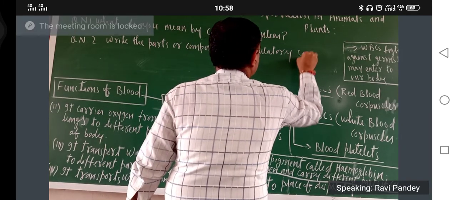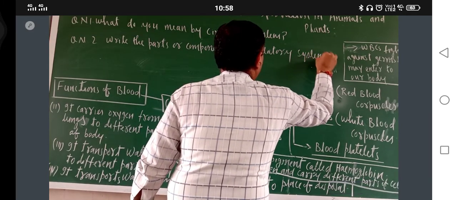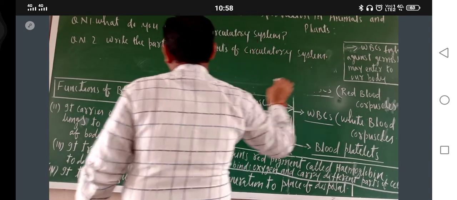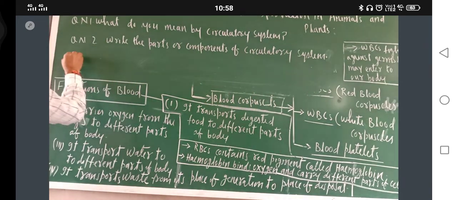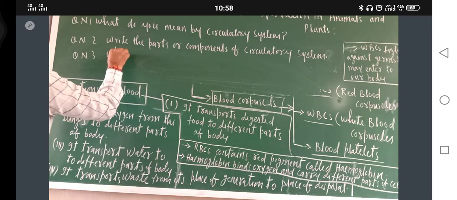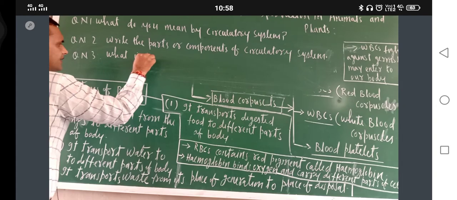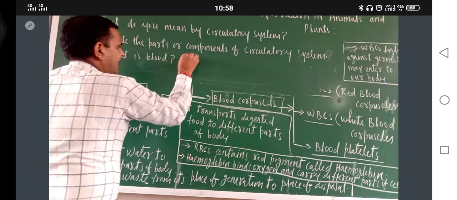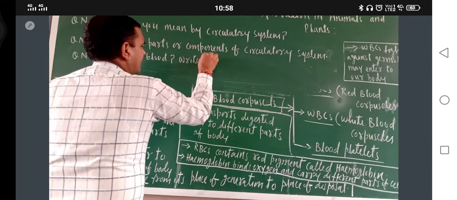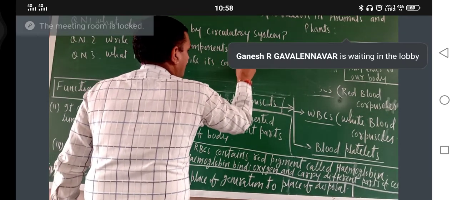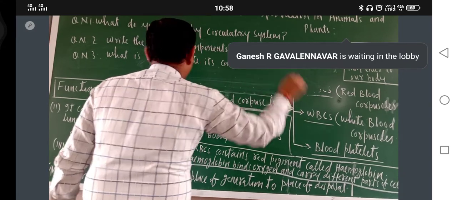Circulatory system. Okay. Next one. Let us come back to today's part. What is blood? Write its components.